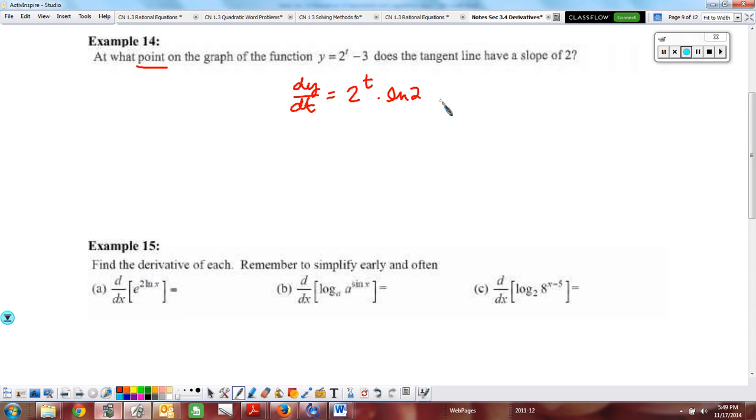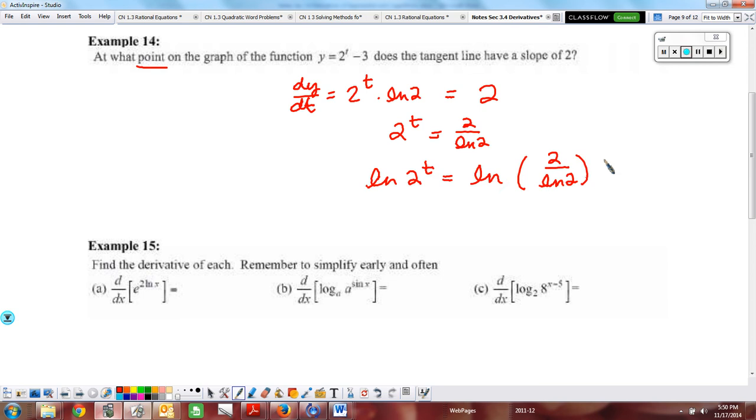And I want to know, when does that derivative have a slope of 2? So now we're going to solve. 2 to the t equals 2 divided by natural log of 2. And then how to solve this exponential equation, I'm going to take the log of both sides. So the natural log of 2 to the t equals the natural log of 2 over natural log of 2.